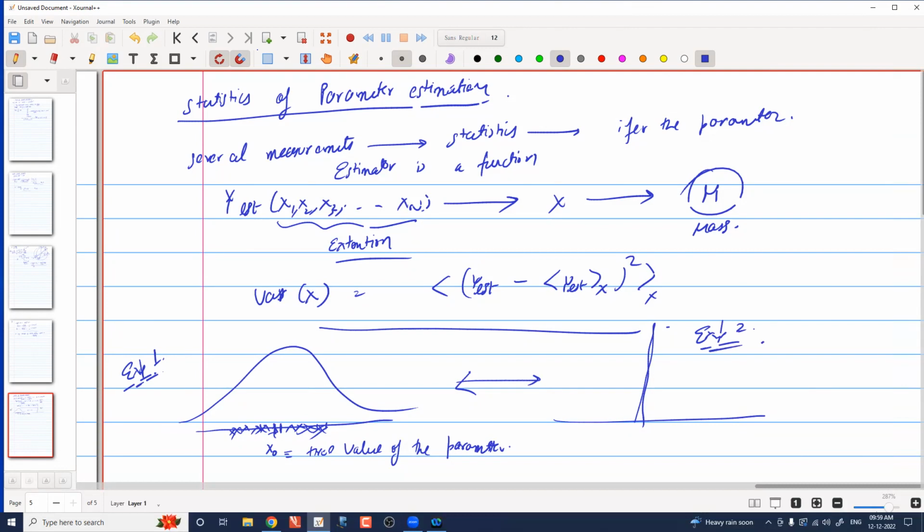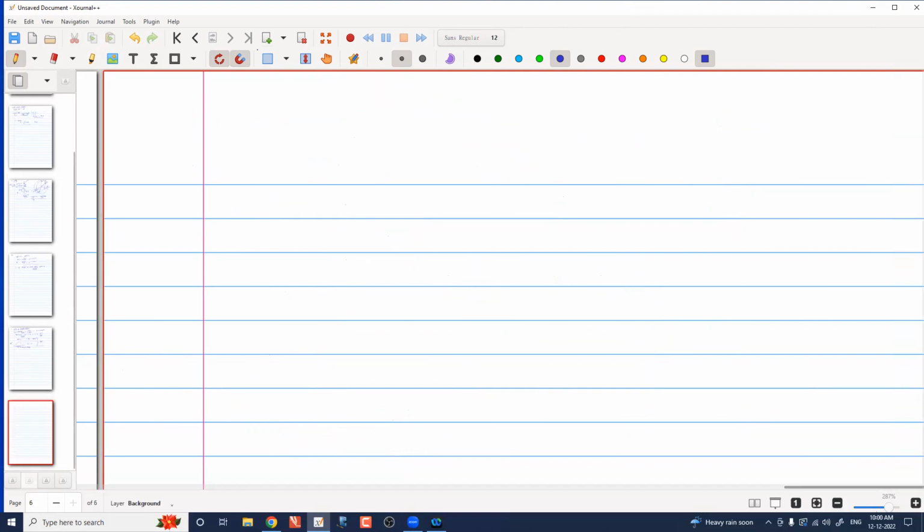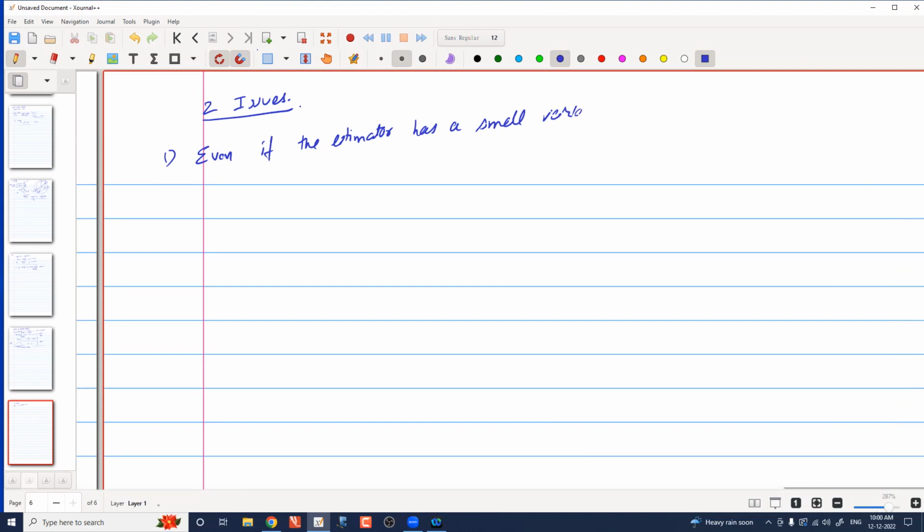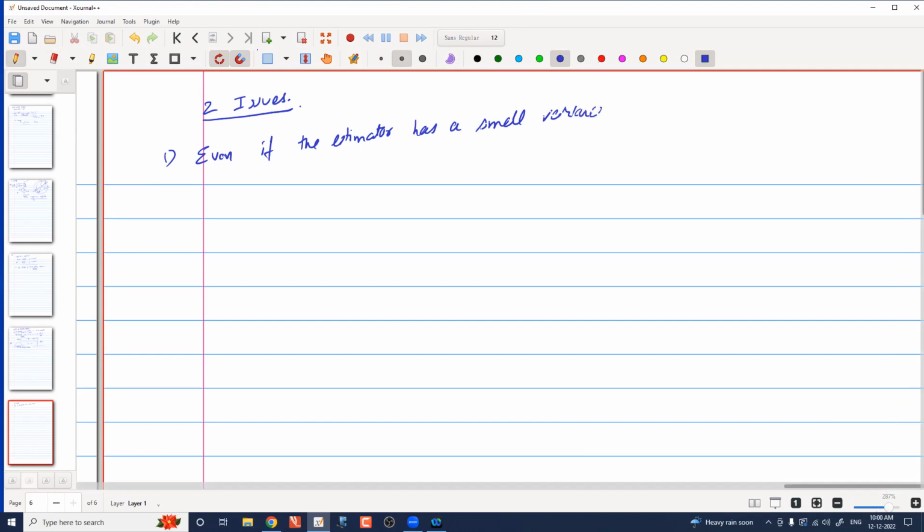So that was one essential part. There are 2 very minor issues with our scheme so far. These are sort of technical points, 2 issues which we should clear right from the start. The first is that even if our estimator has a small variance, it can be systematically biased away from the parameter.